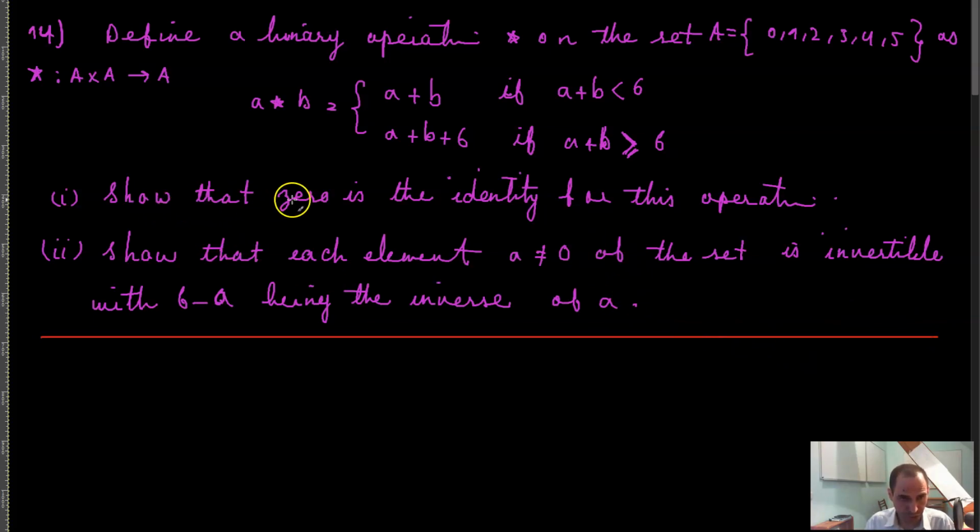And then what you want to show is that zero is the identity for this operation. So what that means is that if some element is the identity for some operation, then if you take any element from this set, and you take the star of that element with the identity in any order, you are supposed to get the same thing, right? You are supposed to get the same thing.